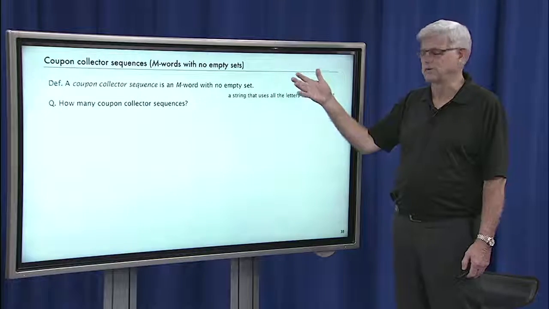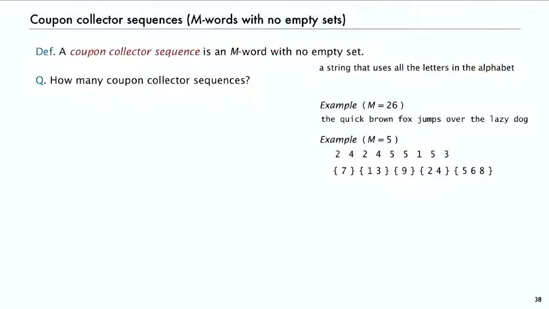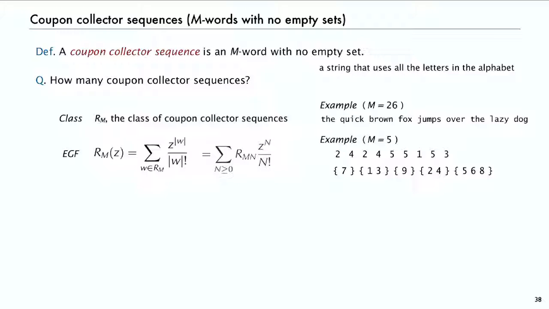Or another example is coupon collectors at the other end of the spectrum. So that's a string that uses all the letters in the alphabet. So it's a sequence of sets, none of them are empty. So by now you can practically write down this construction yourself. A coupon collector sequence is a sequence of length m of sets that are all of size bigger than 0.